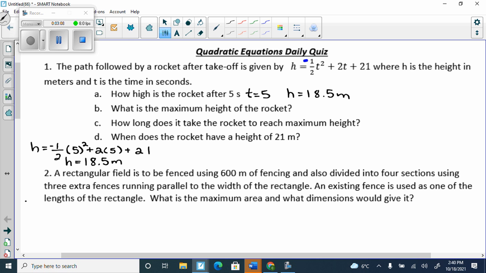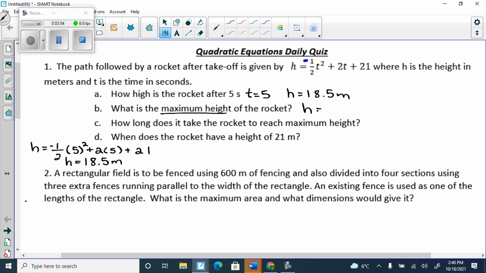Now, the next one says, what is the maximum height? Is it asking me for y or x? Height. Y. And when it says maximum, we need to find the maximum. So we need to find the y of the maximum. How do we find the maximum with our calculators? Second, trace, maximum. Number 4, left bound, enter. Right bound, enter, enter.